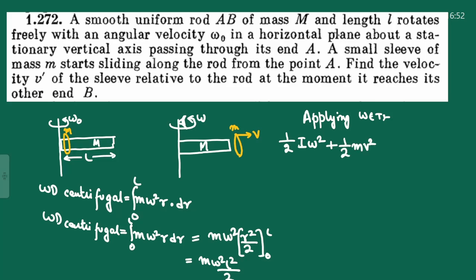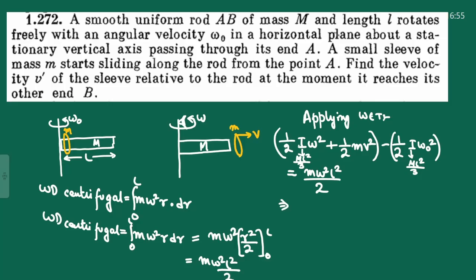Understood this much? This is the final kinetic energy minus the initial kinetic energy. What is the initial kinetic energy? Half I omega naught square. This is equal to the work done by the centrifugal force, which is m omega square L square by 2. Understood this much? There are no other forces apart from the centrifugal force doing any kind of work. The value of I out here is nothing but M L square by 3, the moment of inertia of the rod about the axis.